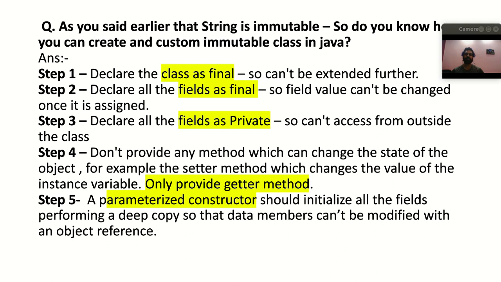There are the steps I have listed. In the first step, you have to declare the class as final, so that it cannot be extended further. And I hope you remember that String is also a final class. Basically it is final because it will not be extended further. It means that it cannot be inherited further, right?